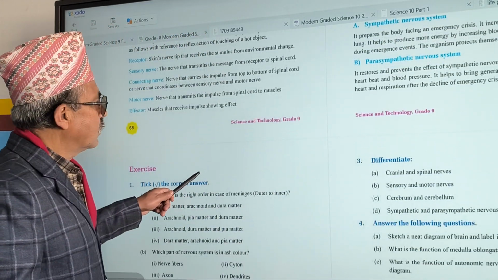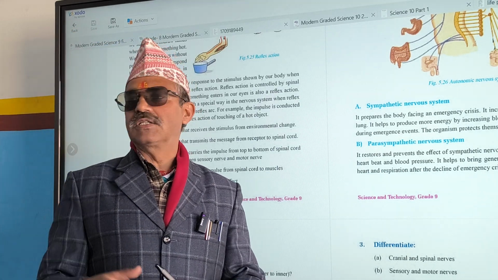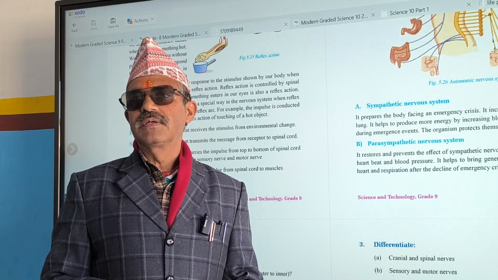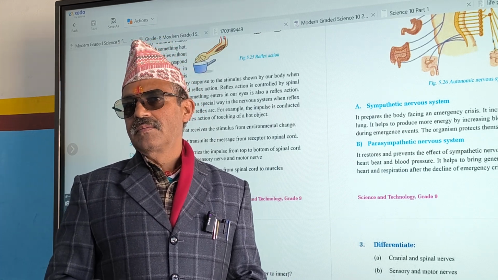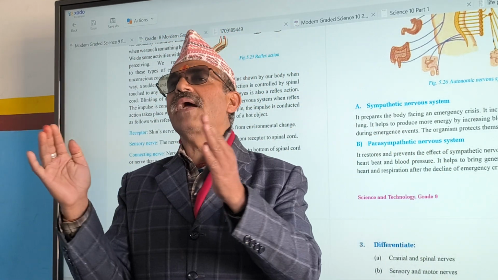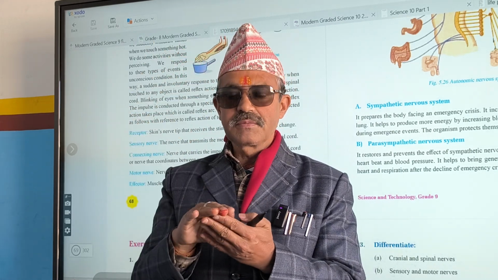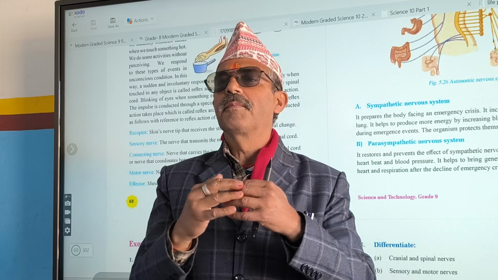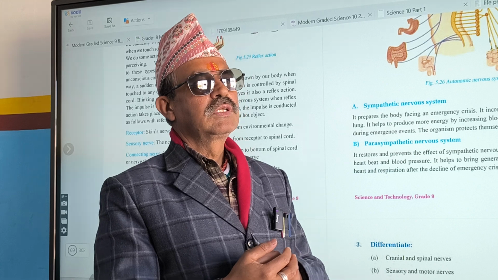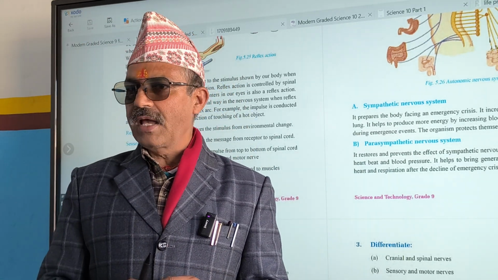So, both of them work together. Blood pressure increased, what is that? Sympathetic. Blood pressure decreased, parasympathetic. Right? Due to their combined effect, one increases, the other decreases, and it will be in a balanced condition. That is the end of this chapter, nervous system. You remember these parts, their functions, activities.